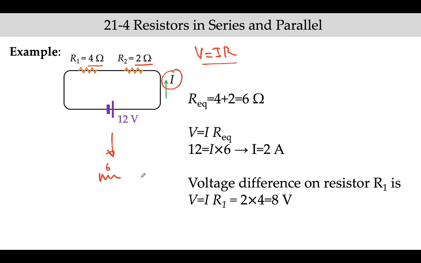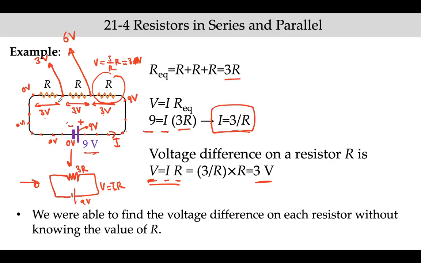You just add them up and then draw this circuit again, 12 volts. Now we can apply V equals IR here. So I would be voltage 12 divided by the resistance 6, which is 2 amperes. So 2 amperes is coming out of this battery, and of course, 2 amperes will go in. So this current will not change.